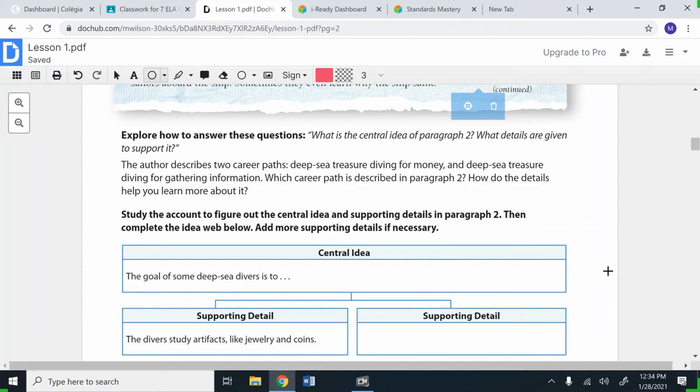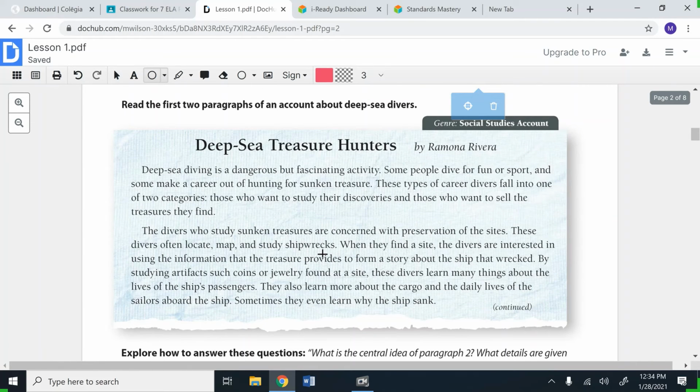So again, paragraph 1 named two types of career divers, and so I need to figure out what type of career diving this paragraph is discussing. Now, paragraph 2 begins by discussing divers who study sunken treasure. This paragraph tells more about that specific type of diver. Now, what important idea do I learn about this type of deep sea diver? Well, in the second sentence, if I go up, it says that they often locate, map, and study shipwrecks.